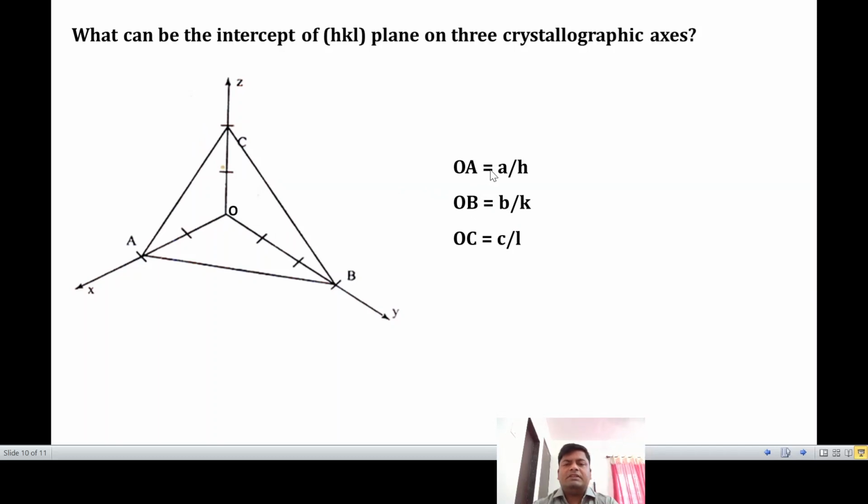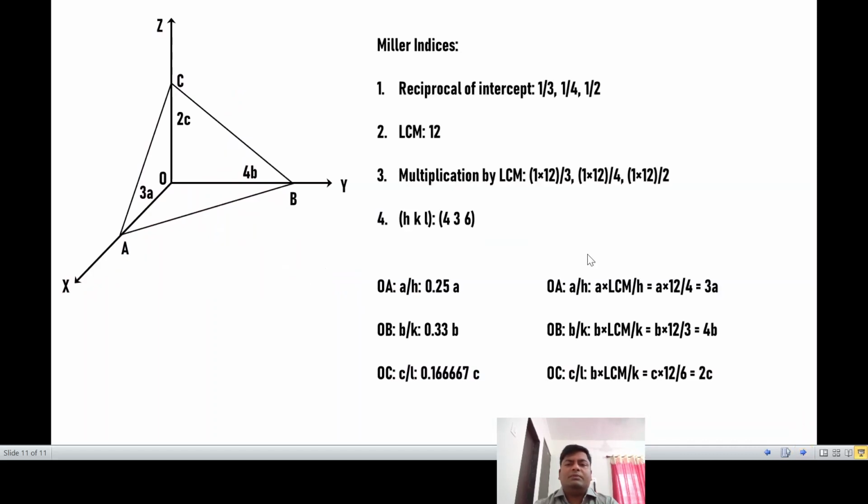So you can see OA is the ratio of the unit translation vector a and the Miller index h. Similarly, OB is the ratio of the unit translation vector b and the Miller index k. Similarly, OC. So the question comes to mind, how can this relation be true? In order to prove this, we will see one example, and then it will be realized.